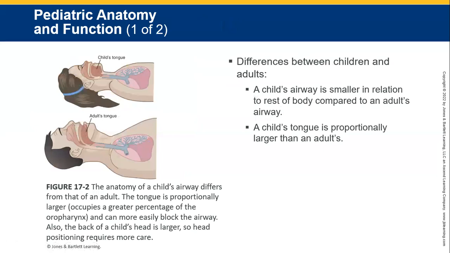Pediatric anatomy and function. The difference between adult and children's airways is that the airway is much smaller in a child compared to an adult. A child's tongue is proportionately larger than an adult's tongue. You can see that from the pictures over there.